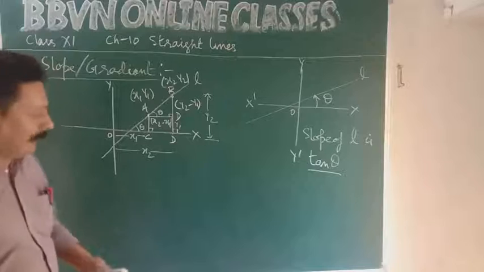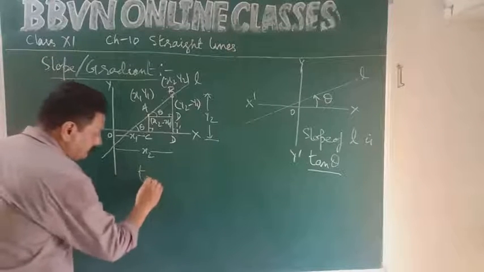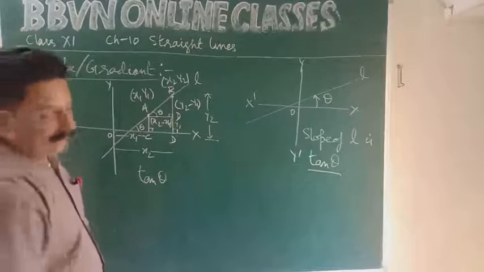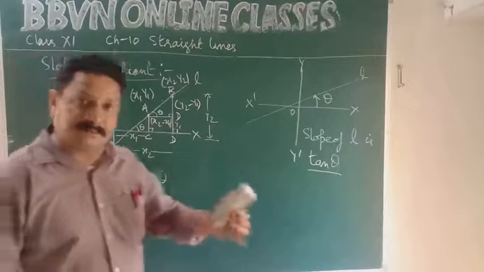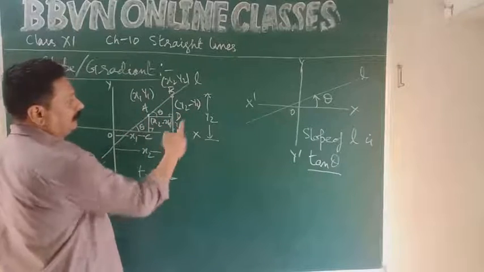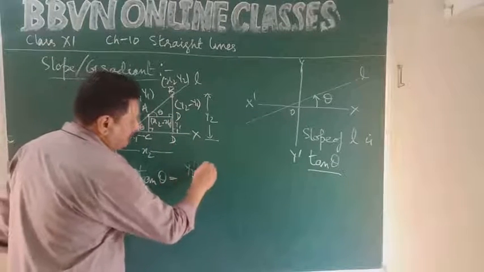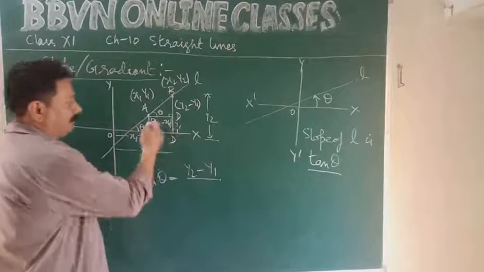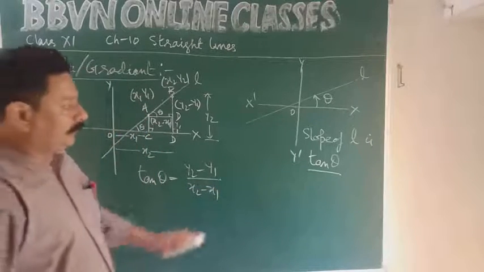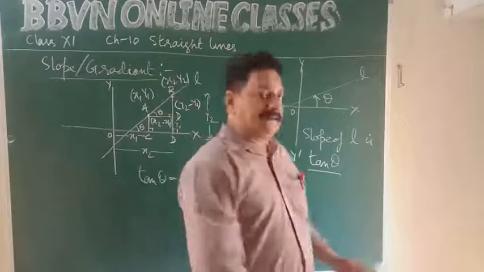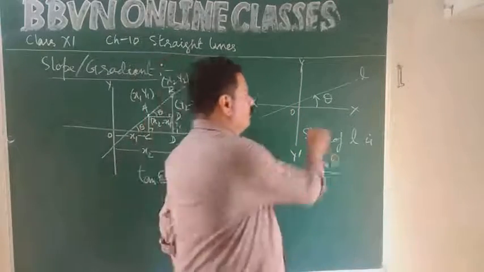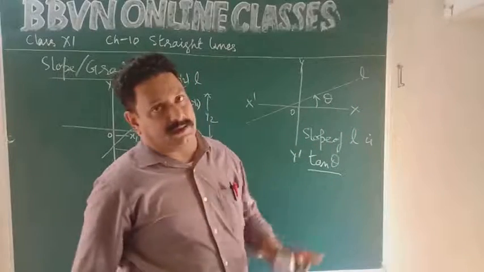We know that tan theta, triangle ADB is a right angle triangle. So what is tan theta? Perpendicular upon base. So in triangle ADB, what is perpendicular? y2 minus y1 upon what is base? x2 minus x1. So we have defined slope as tangent ratio of angle theta between OX and the line.